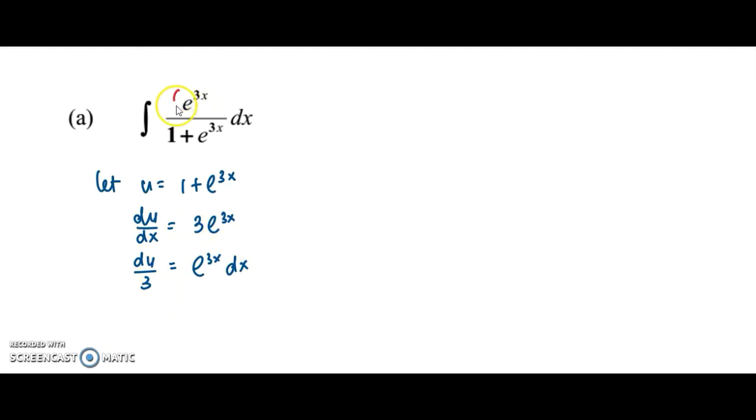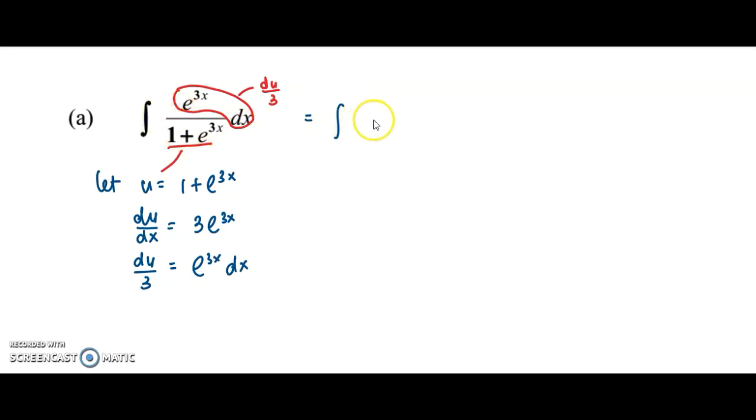So this makes me think that e^(3x) dx can be substituted as du over 3, and the 1 plus e to the power of 3x here, I can substitute with u. Now we can see that we have successfully planned everything, meaning that everything can be in terms of u. So now we can start to write it down.